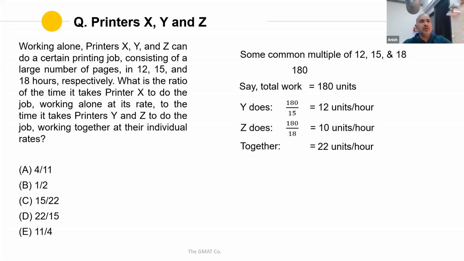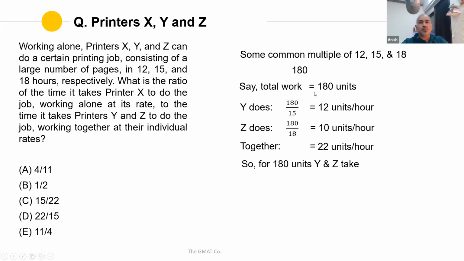Here also, one printer is printing and parallelly the other printer is printing. Let's say one printer is able to print 12 units in an hour. The other is able to do 10 units. Together, they would have done 22 units in an hour. Right? This is not a mathematical concept. We can just understand this. That's how work works. Together, they would have done 22 units per hour. So in order to finish off 180 units, how long would they have taken?